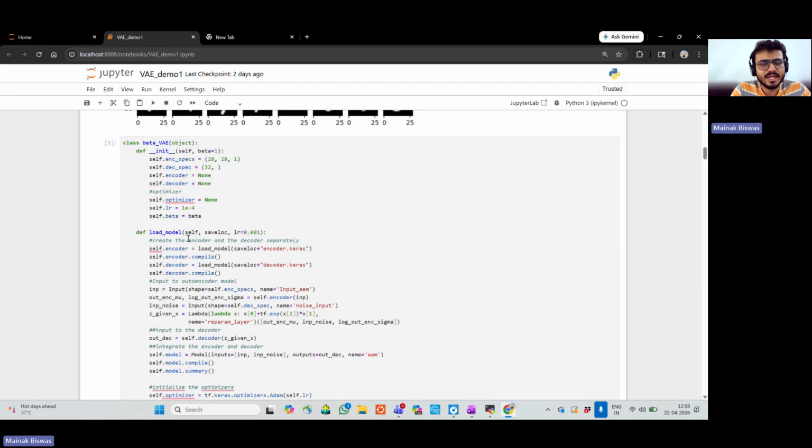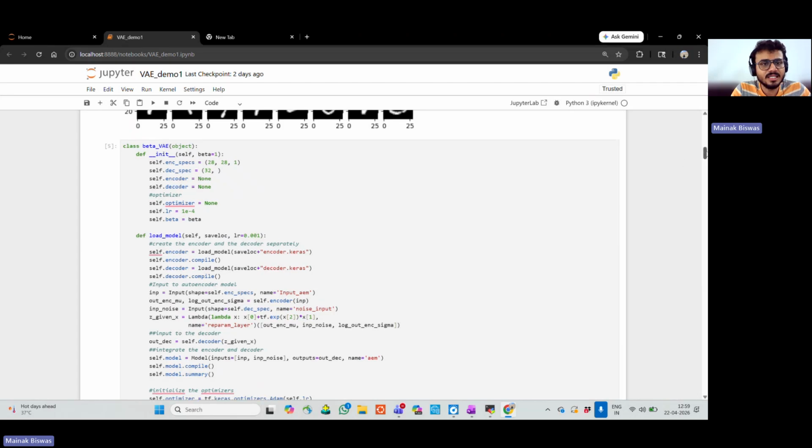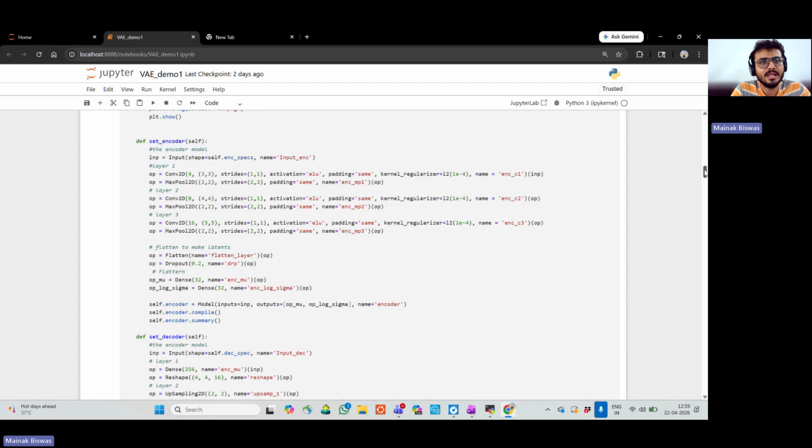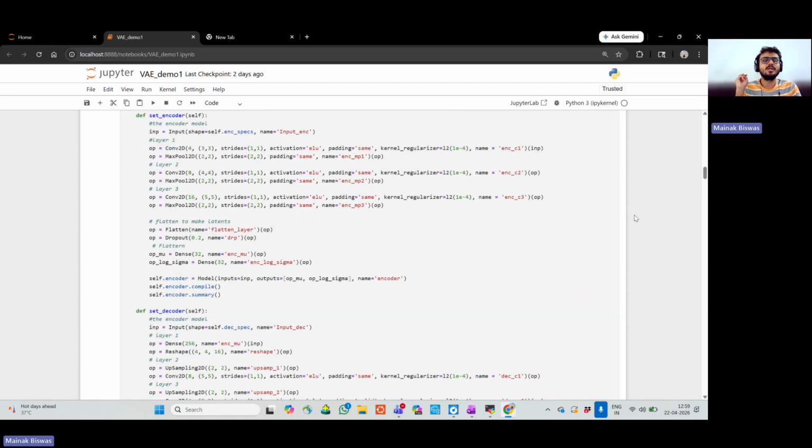So you can forget about the load and save methods. You can see how I have implemented them, and plotting curves. So I have implemented an encoder. What is the encoder going to do? I have simply a convolutional neural network as the encoder.